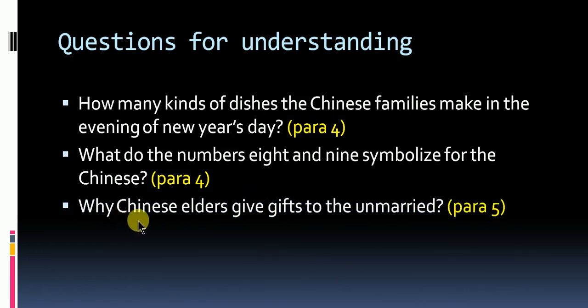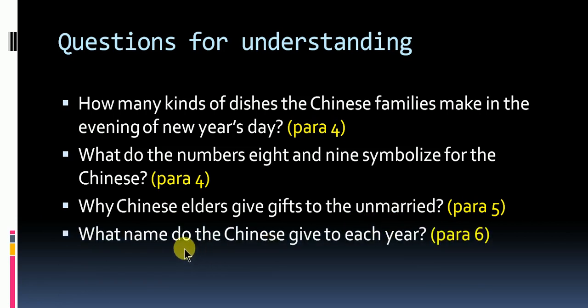The next question: why do Chinese elders give gifts to the unmarried? Why do Chinese elders give gifts to the unmarried? In paragraph number 5, if you read it again with attention, you will easily find the answer to this question: why do Chinese elders give gifts to the unmarried people? Okay, dear students. And the next question: what name do the Chinese give to each year? And you know that the Chinese have, dear students, a cycle of 12 years, and each year they give a name of an animal. What name do the Chinese give to each year? In paragraph number 6 there is written. So these 4 questions are very easy.